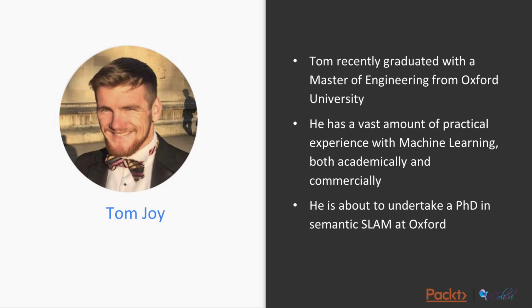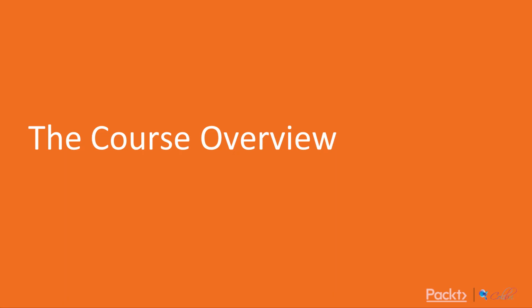I'm about to undertake a PhD in semantic SLAM at Oxford, and don't worry too much about what semantic SLAM is, but basically it's like a spatial AI, and if you've got a camera, you want the camera to recognize what's around it, but also work out how far away certain objects are, and also how the camera moves through space. So let's go on with the course.